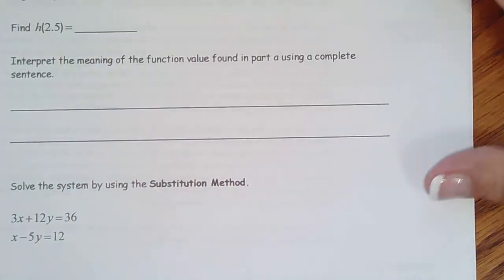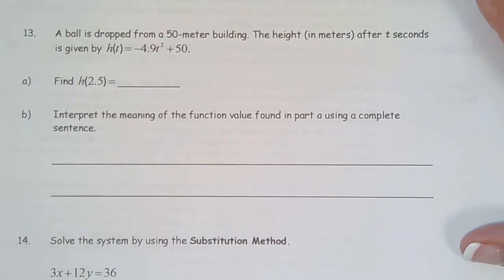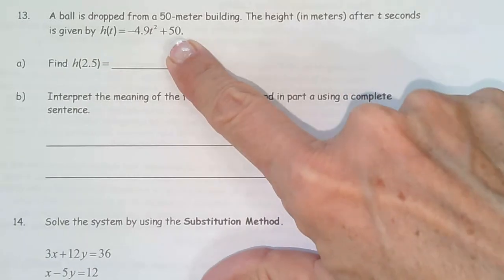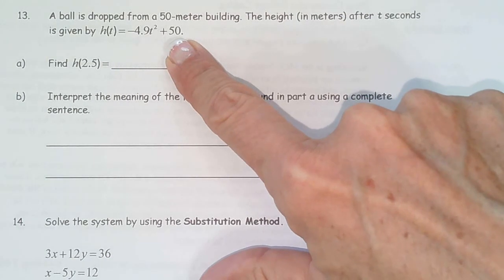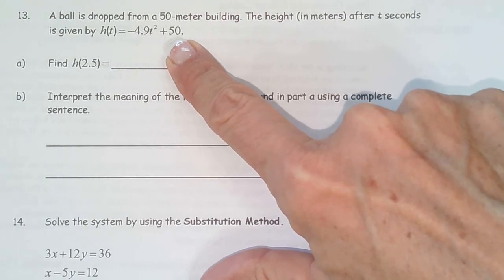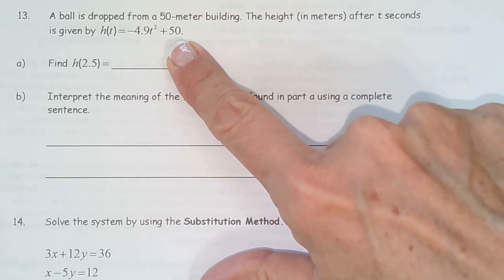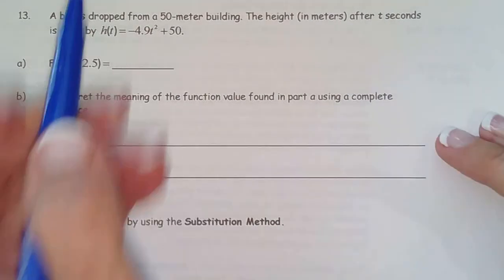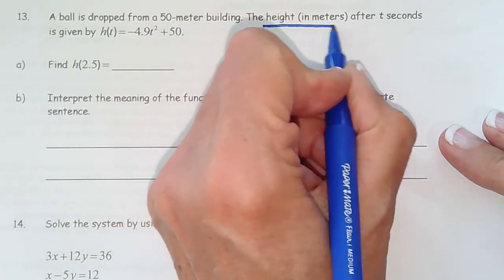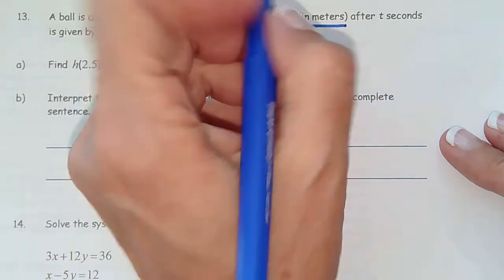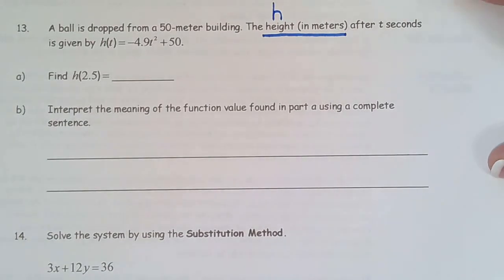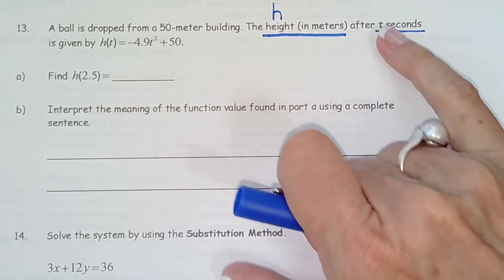So more function notation. So a ball is dropped from a 50-meter building, and you can see I built that number into your problem. So it is already put in the equation, the height in meters. Now that's important, so we want to write that down, underline it. So height is in meters. That's what H means. And you can remind yourself that's the H. And T, it says in seconds. So meters is H, seconds is T.